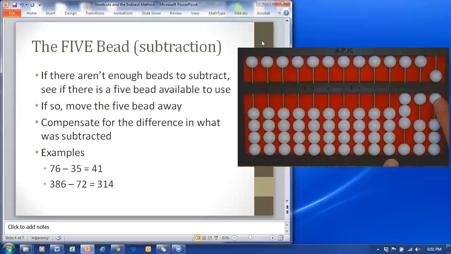Now in the ones place, I need to subtract 2, but I only have a single bead to subtract. So I'm going to go ahead and subtract 5 instead, but I was only supposed to subtract 2, so I need to return, that's 3 too many, so I'm going to return 3 in that ones column for a total of 314.